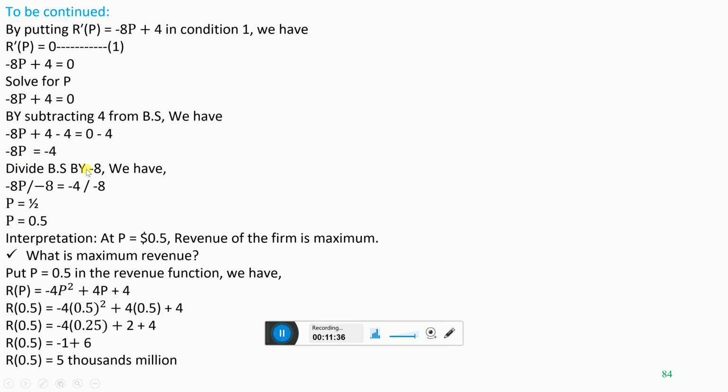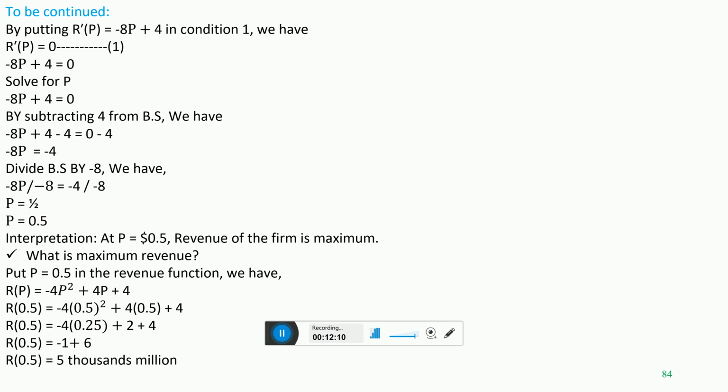Now divide both sides by minus 8. We will divide the left hand side and the right hand side by minus 8. So minus 8P divided by minus 8 is equal to minus 4 divided by minus 8. Now this minus 8 cancels out with this minus 8, so P is equal to minus 4 divided by minus 8, which is 1 over 2, and price is equal to 0.5.